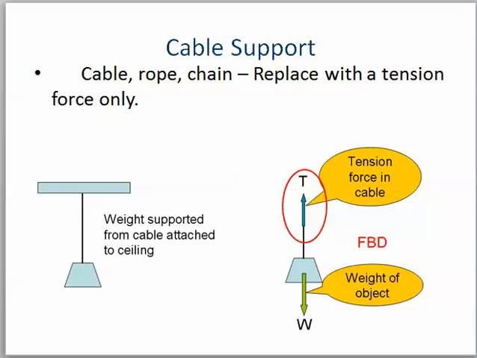So in this case, a cable, rope, or chain is replaced with a tension force only. Here, a weight is supported from a cable attached to a ceiling, so we have a tension force here. The weight of the object is labeled W. A lot of times it really depends on what book you're reading. Sometimes they'll use W, and sometimes they'll use F sub W.